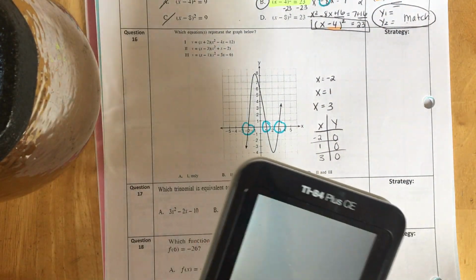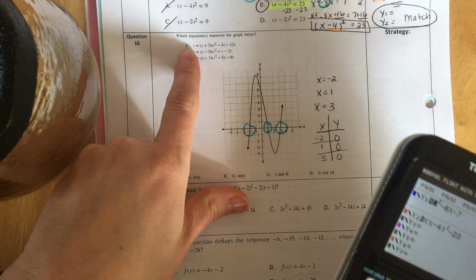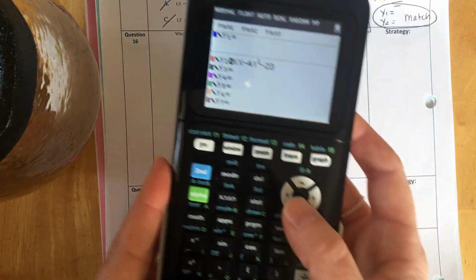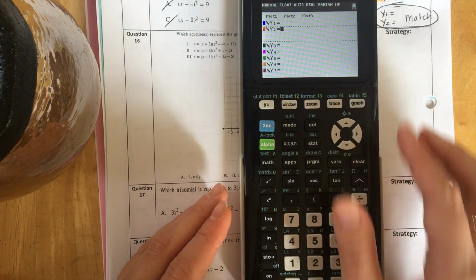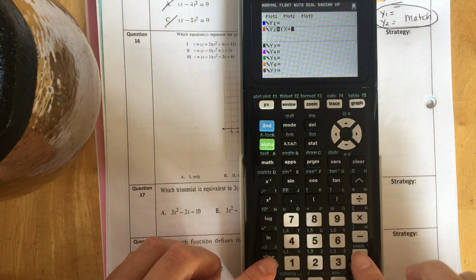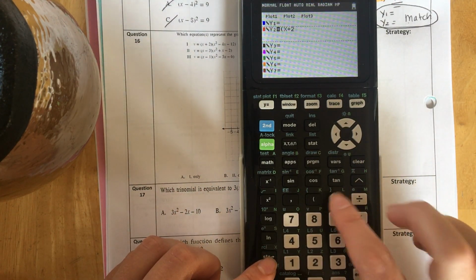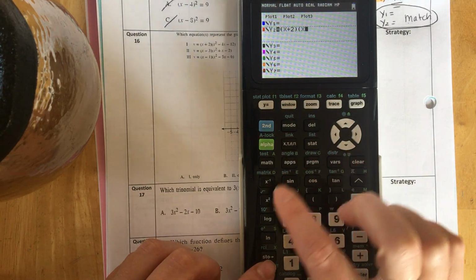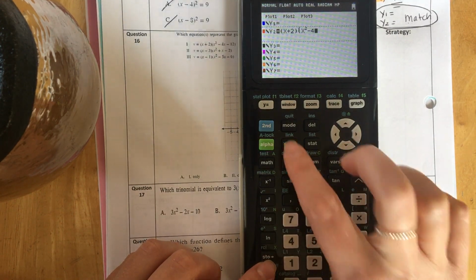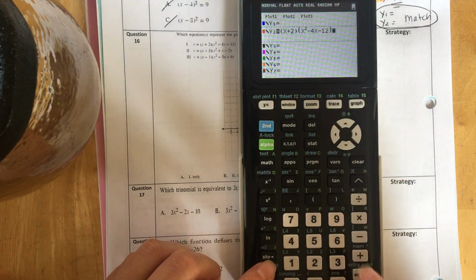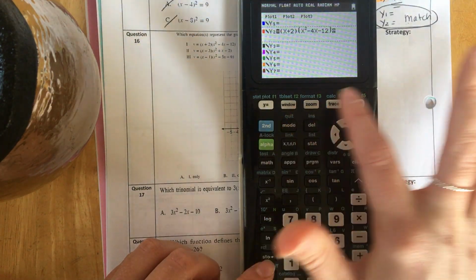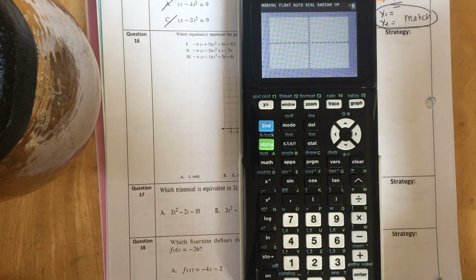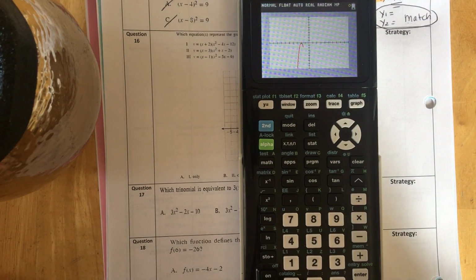So let's go ahead and do question 1. Do these one at a time. So do option 1 first, clear everything out. In your calculator, do x plus 2, close parentheses, x squared minus 4x minus 12, and then check that graph. So when I graph that, guys, see what happens.